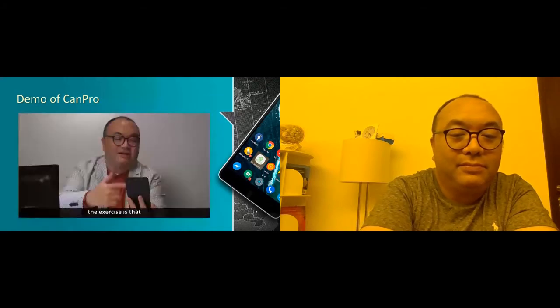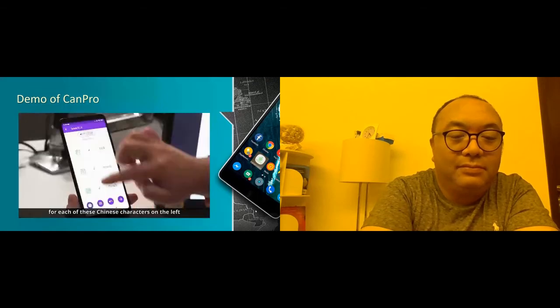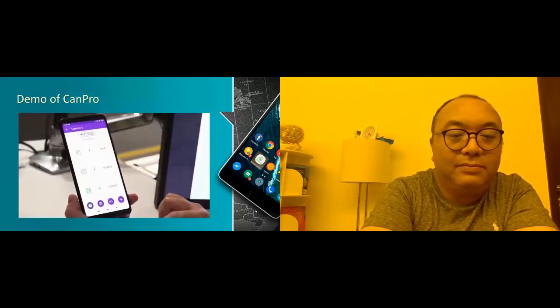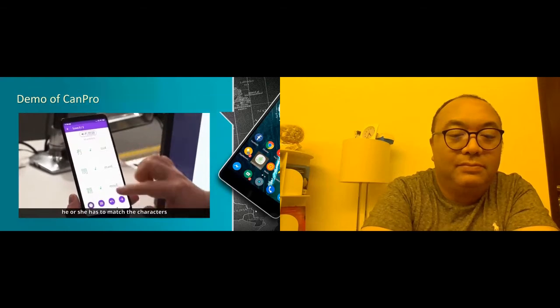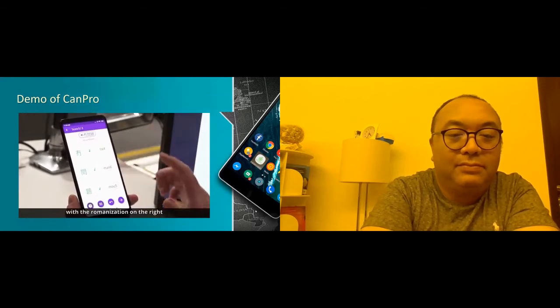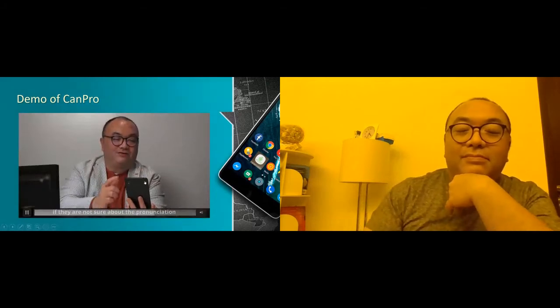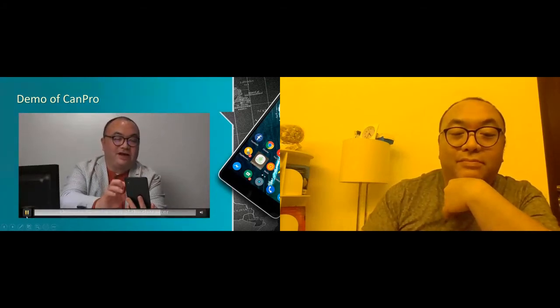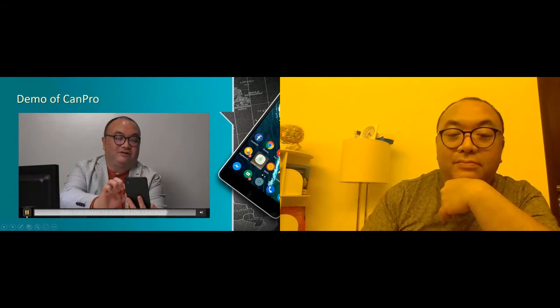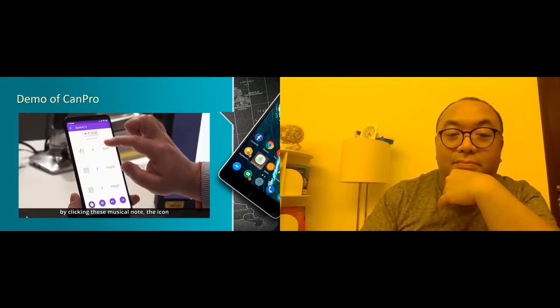The exercise is that for each of these Chinese characters on the left, he or she has to match the character with the romanization on the right. So if they are not sure about the pronunciation, they can listen to each of the characters by clicking these musical note icons.